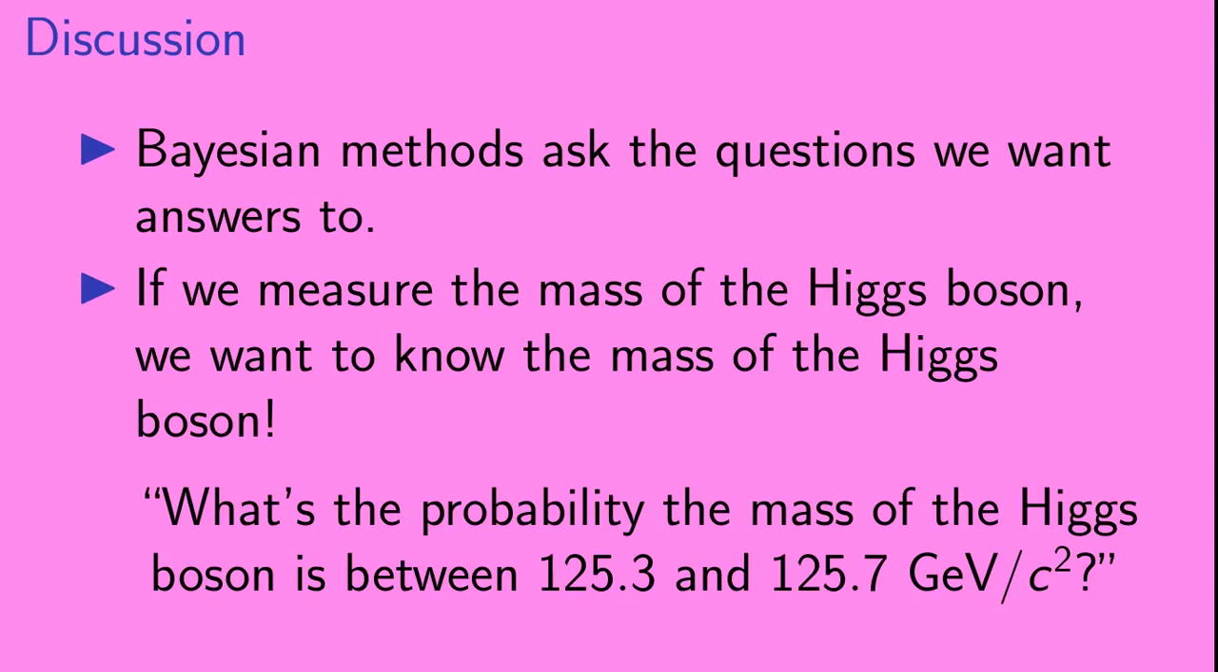Okay, let's discuss what we've seen a bit. Bayesian methods ask the questions that we want answers to. If we measure the mass of the Higgs boson, we want to know the mass of the Higgs boson. So the question, what's the probability the mass of the Higgs boson is between 125.3 and 125.7 GeV over c squared, is a question a Bayesian can address.